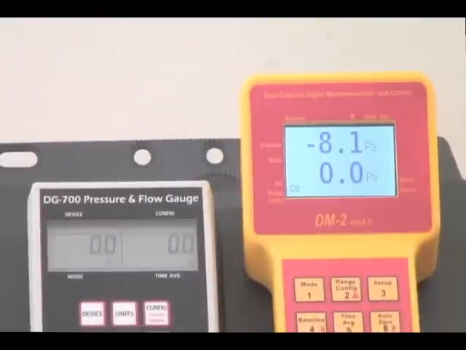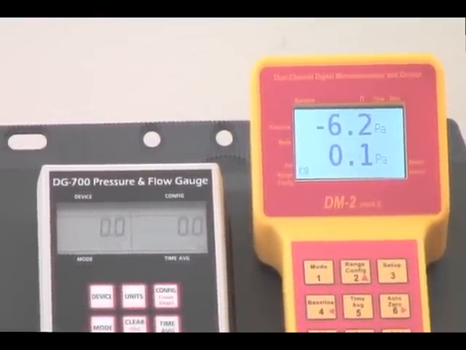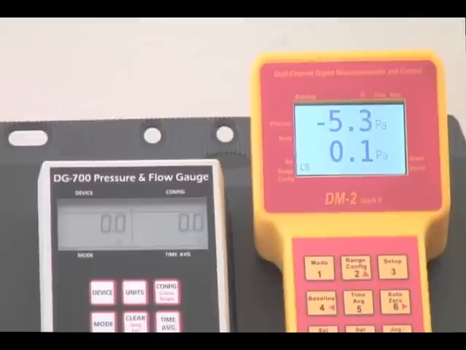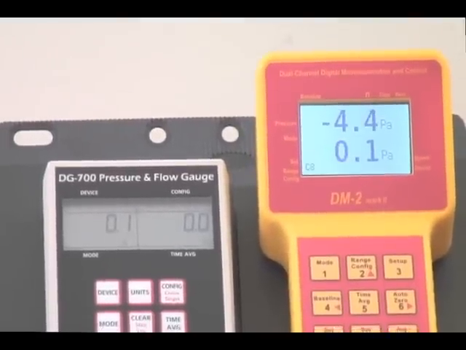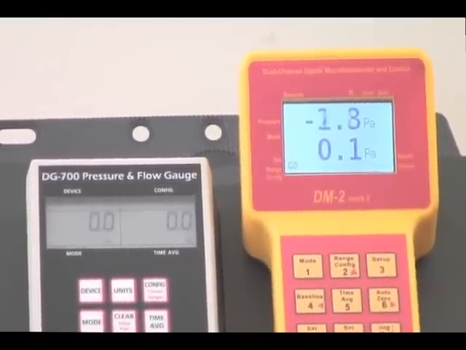And we've, to some degree at least, gotten rid of some of those fluctuations by averaging the pressure across the house. It's still quite high, but it's better than it was before.